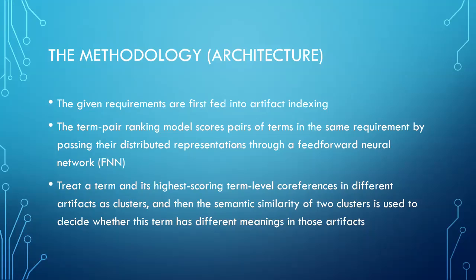An alternative approach is to treat a term in its highest scoring term level coherence in different artifacts as clusters. And then the semantic similarity of two clusters is used to decide whether this term has different meanings in those artifacts. A term pair ranking model is then used, and those results are passed through a pooling layer and a single neural network layer. IR-based trace link recovery approaches calculate similarities of requirement pairs by using the updated term by requirement matrix. Only requirement pairs with similarity scores higher than a certain threshold are considered to be related to each other.